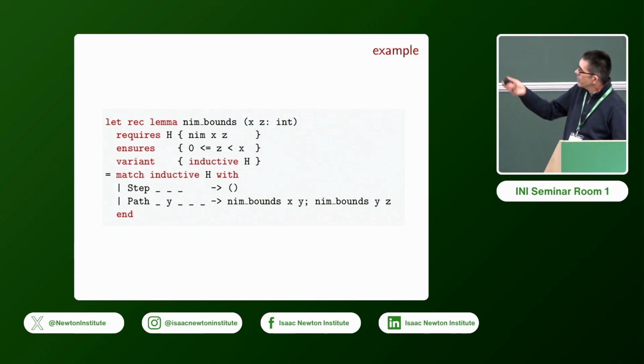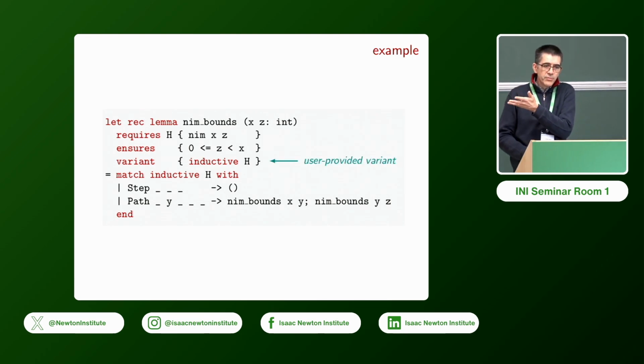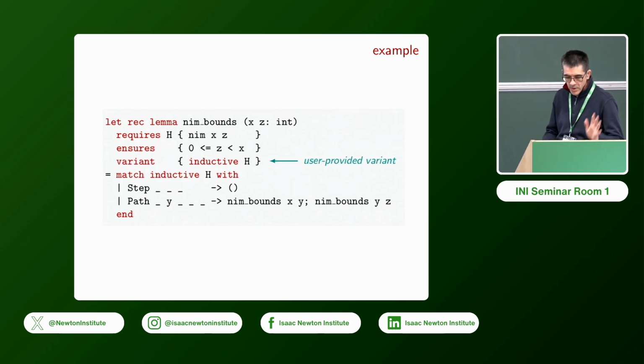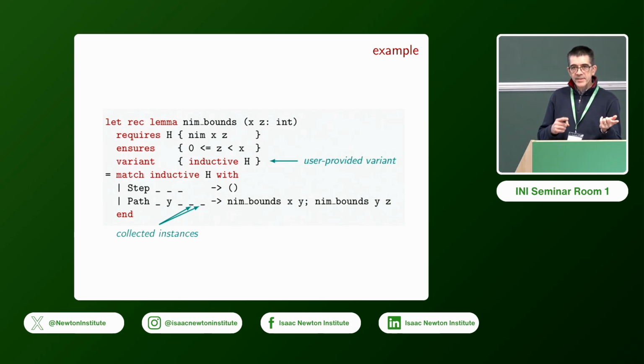So here is an example. In our case, I'm inserting this variant inductive H to the previous lemma function, and this is provided by the user. In that case, it is simple enough that it could be inferred by Why3, but we are not doing that for the moment. So Why3 is going to collect all the smaller instances of the predicate we are doing the analysis on. In that case, these are the two hypotheses coming from the past case of the NIM predicate, which are unnamed here because we are not making use of them in the ghost code.